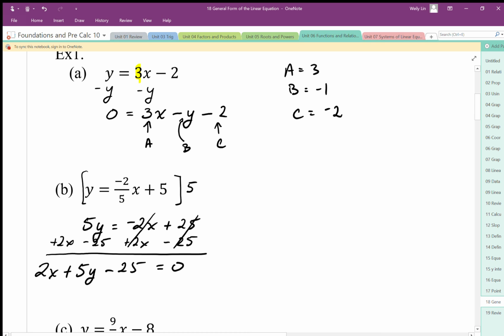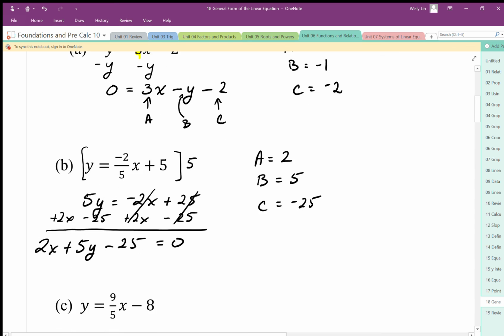So now I have my general form, where a is equal to 2, b is equal to 5, and c is equal to negative 25. So there's my general form. So this is my slope-intercept form, and an equivalent general form equation looks like this: 2x plus 5y minus 25 equals 0.